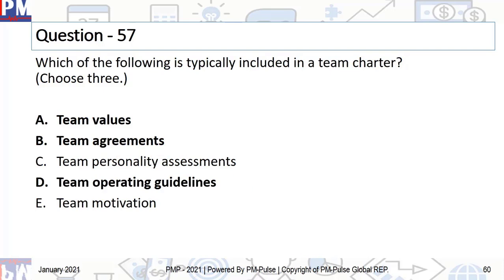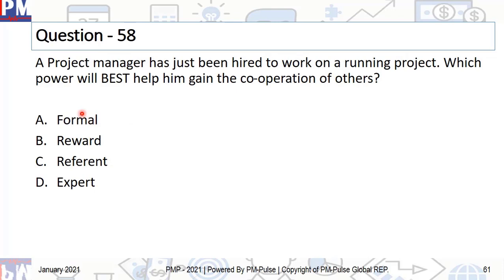All right, let's move on to question number 58. A project manager has just been hired to work on a running project. Which power will best help him gain the cooperation of others? A. Formal, B. Reward, C. Referent, and D. Expert.